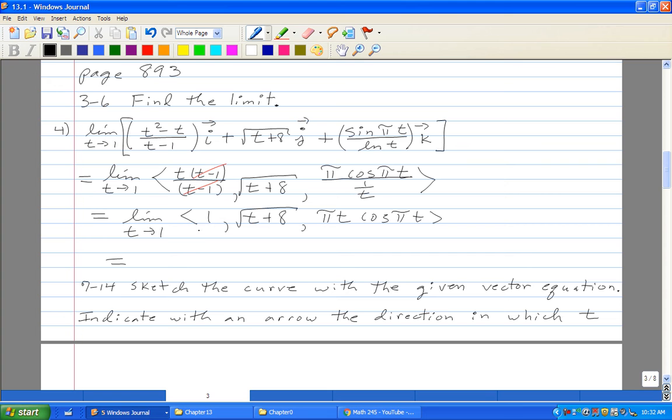it's t approaches 1. Oops, why is that? Why did I write 1 there? The t minus 1's cancel, and so you just have a t. As t approaches 1, well, t approaches 1. t plus 8 approaches 9. Square root of 9 is 3.